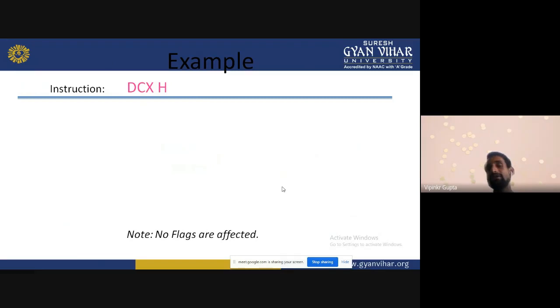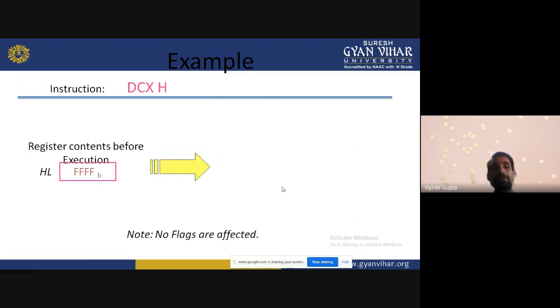DCX H. Again, decrement by 1. It is subtracted by 1. Which value is subtracted? Whatever value is in the HL pair is subtracted by 1. For example, the HL pair value is FFFF. When we subtract 1 from it, we get FFFE.